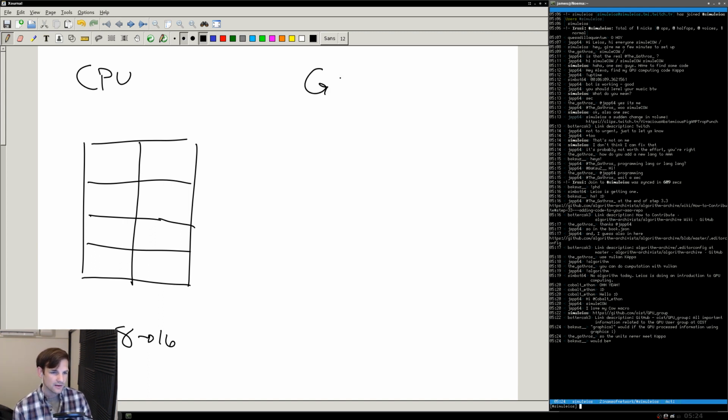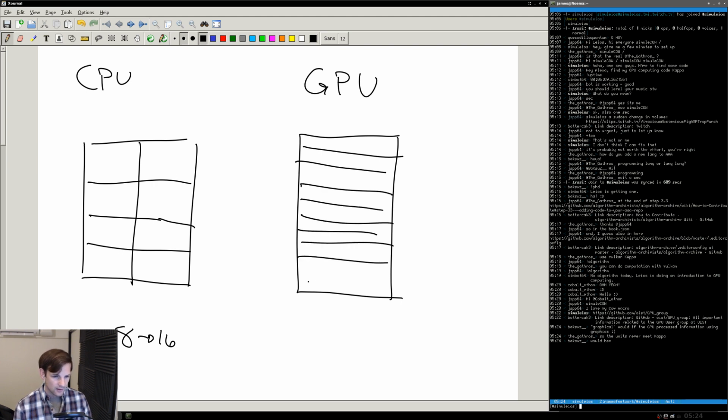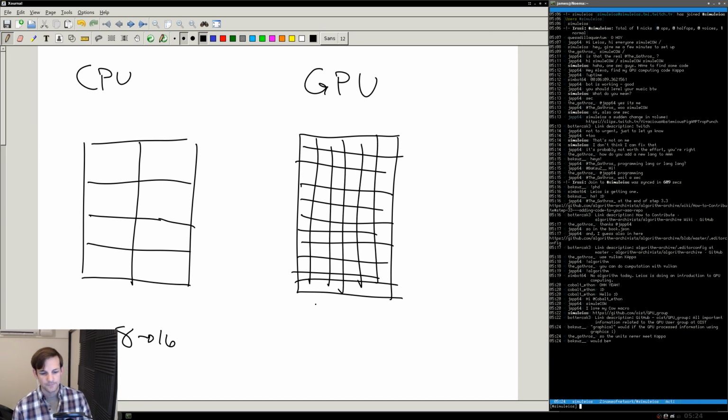The GPU, on the other hand, is a completely different beast. Rather than having only 8 cores, it has literally thousands of cores. Depending on your GPU, it could have more or less. We'll just say 1,000 GPU cores. This is not standard for any GPU device to have 1,000. In fact, maybe 1,024 would be standard. But we'll just say 1,024 cores, on the order of this.